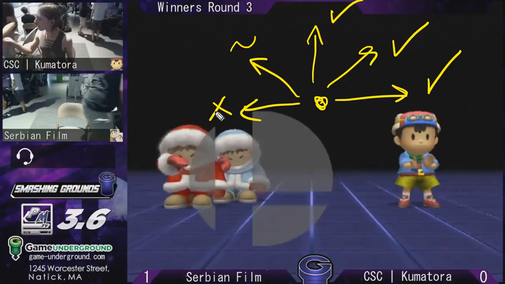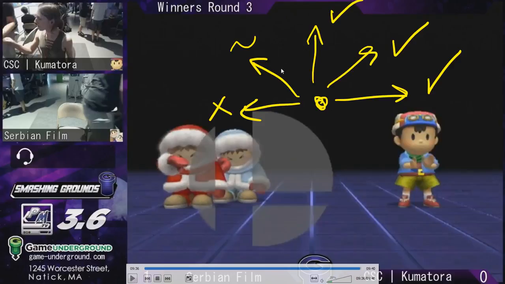Each character covers these angles differently, and I think that's something worth talking about and thinking about in general. That's a way to look at the game.